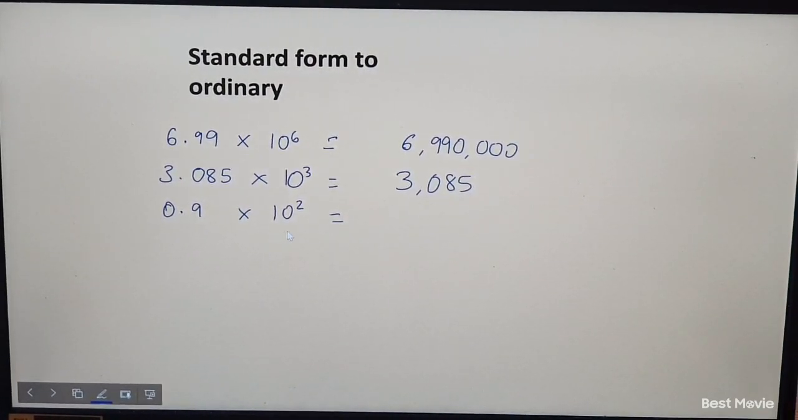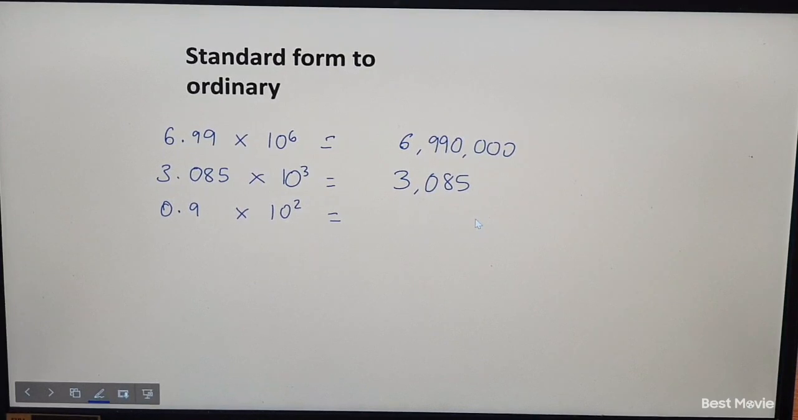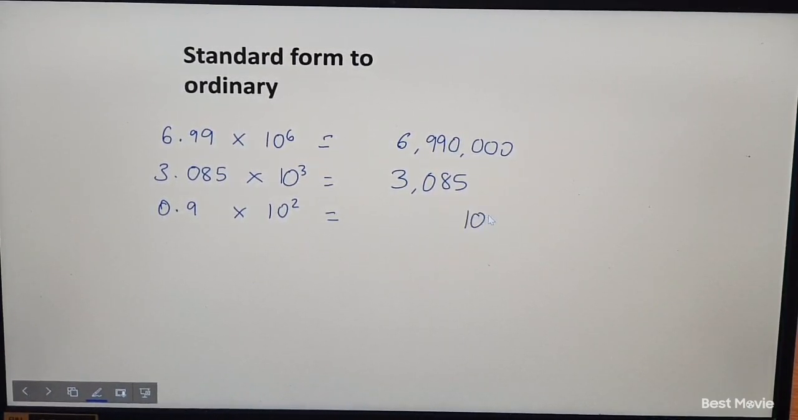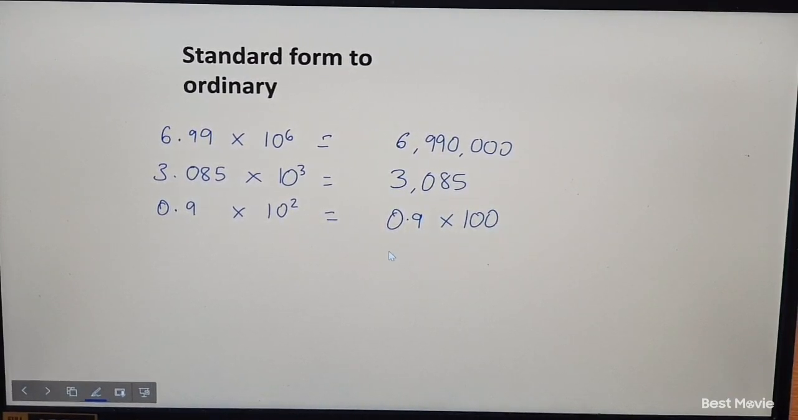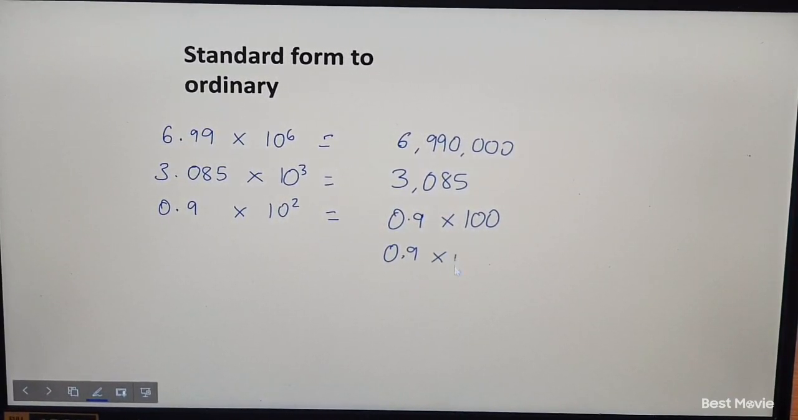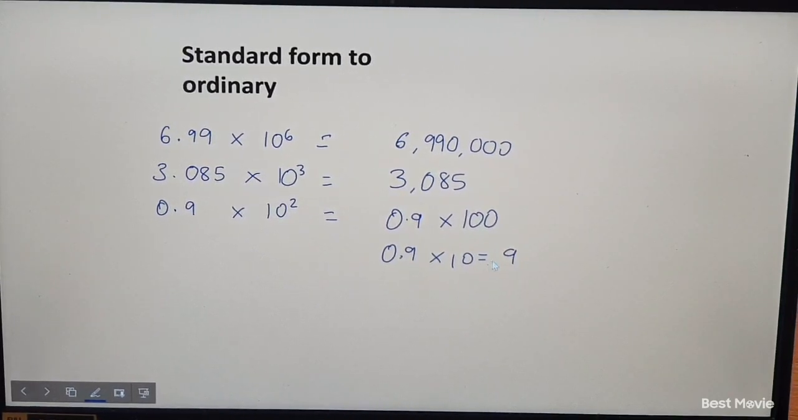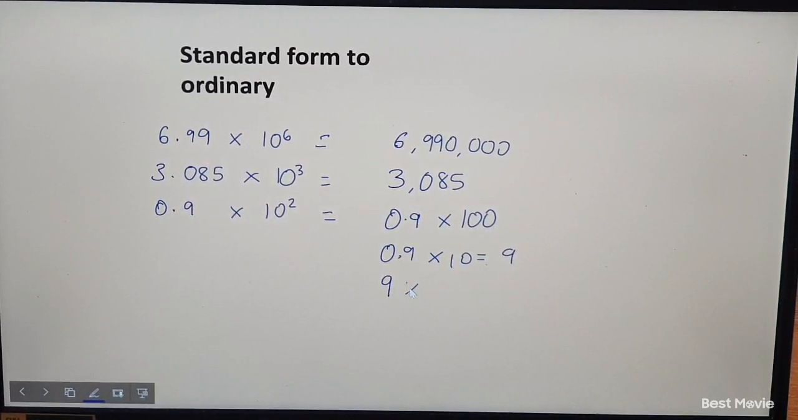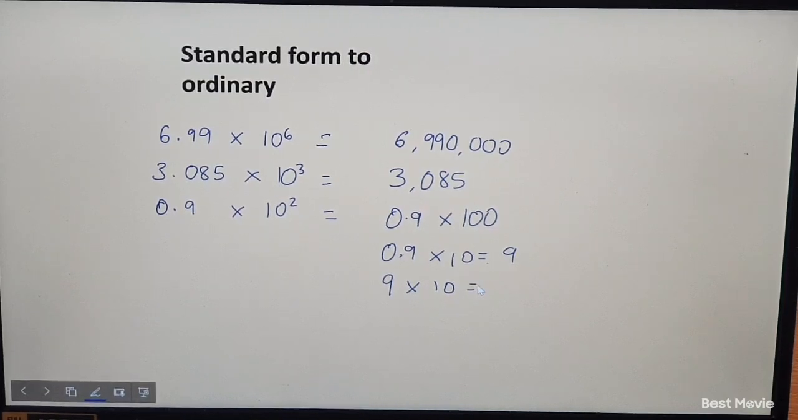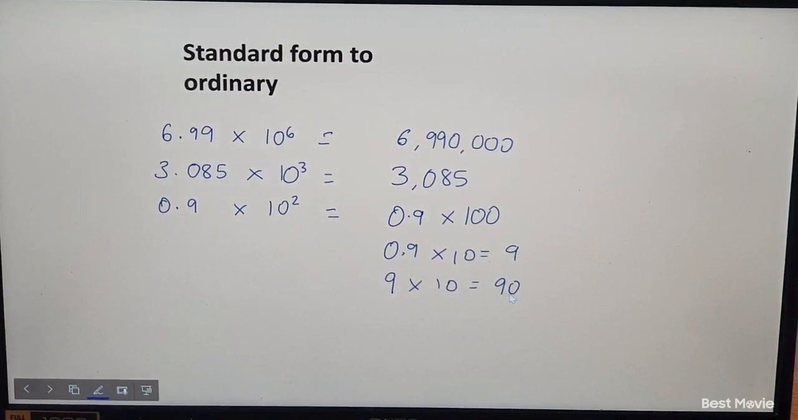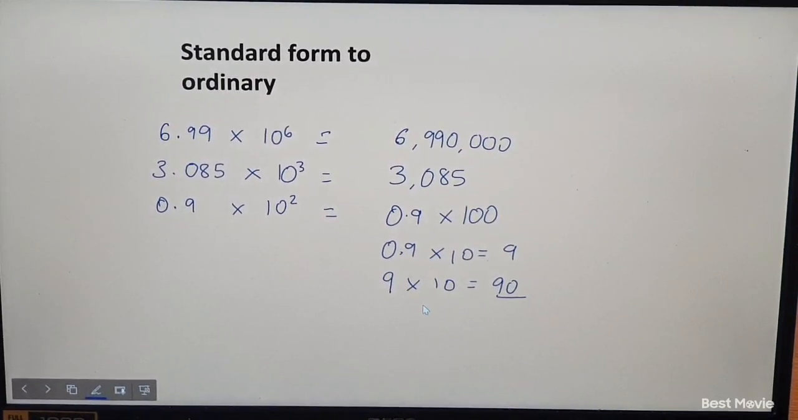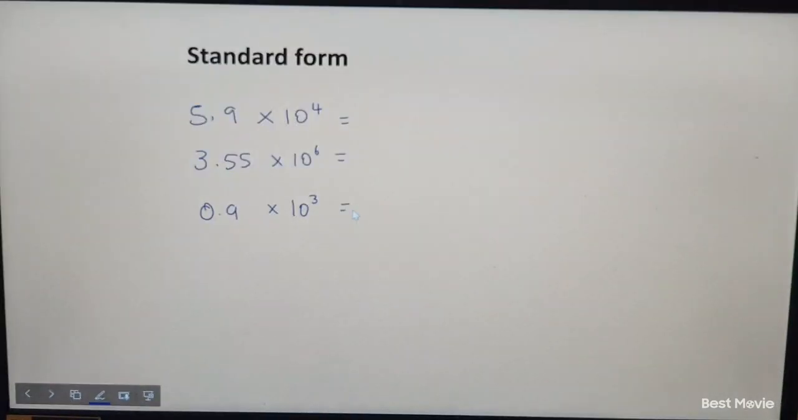The next question is 0.9 multiplied by 10 squared. 10 squared is 100. So I am multiplying 0.9 by 100. If you're not sure how to do this in one step, you could start with 0.9 multiplied by 10, which is 9, and then multiply your answer by 10 again, because when you multiply by 10 twice, it's the same as multiplying by 100. So my final answer will be 90.